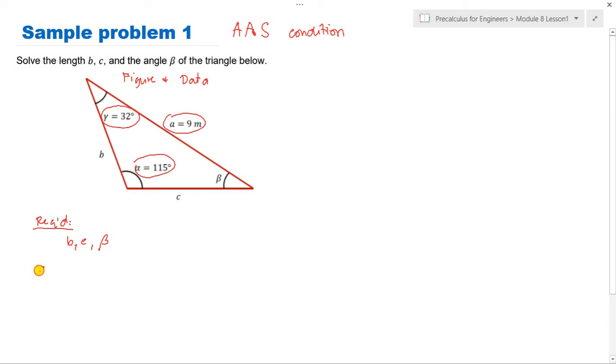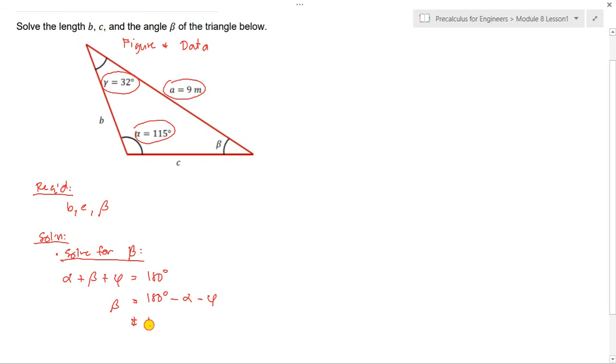So, solution. Since naa man tay given nga duha ka angles, then by the definition of a triangle, diba, the sum of the three angles is equal to 180, so we can now solve for beta. So, diba, alpha plus beta plus gamma is equal to 180. This is for a triangle. So, that is beta equals 180 degrees minus alpha minus gamma. Then, substituting the values, that is 180 degrees minus alpha is 115, an obtuse angle, minus gamma 32 degrees. So, the answer is 180 minus 115 minus 32, that is 33 degrees. So beta is 33 degrees. So naa na tay answer for beta. Then next, we are going to solve for the side B and side C.